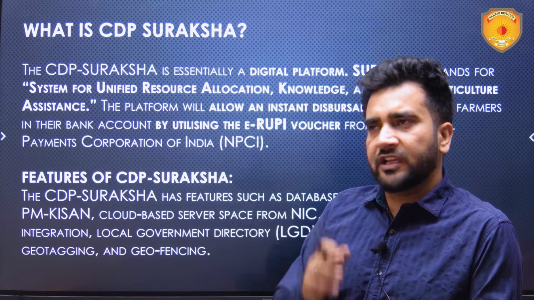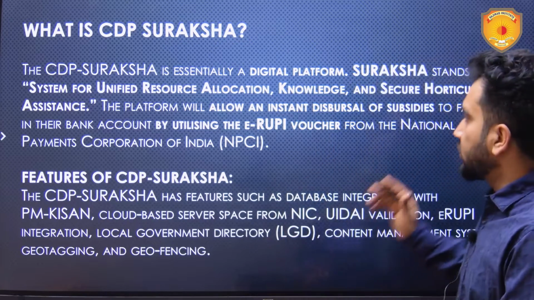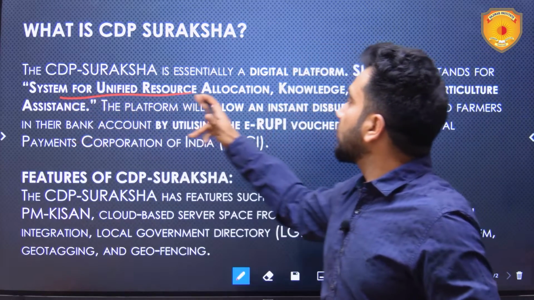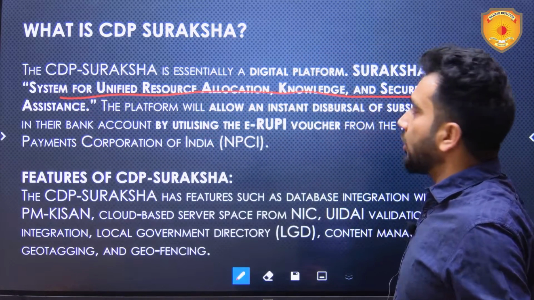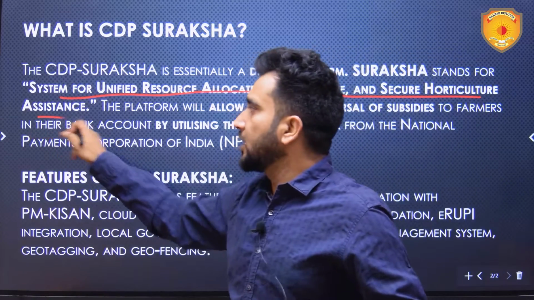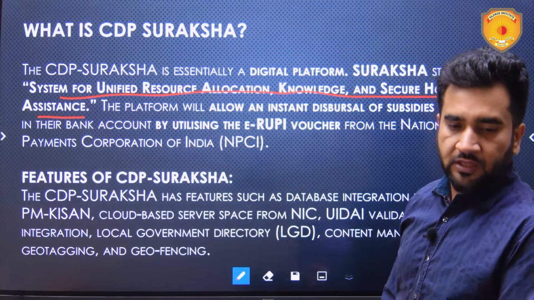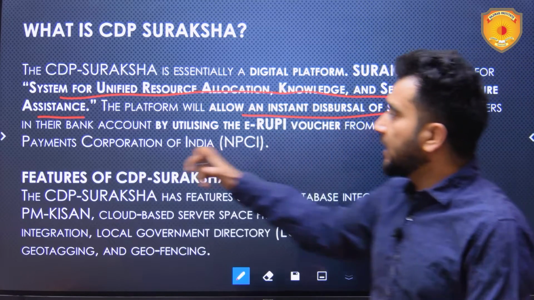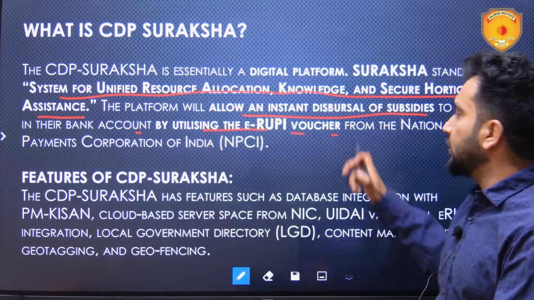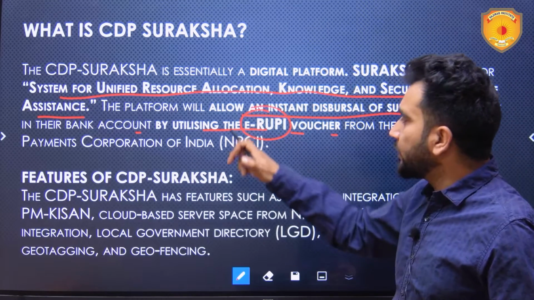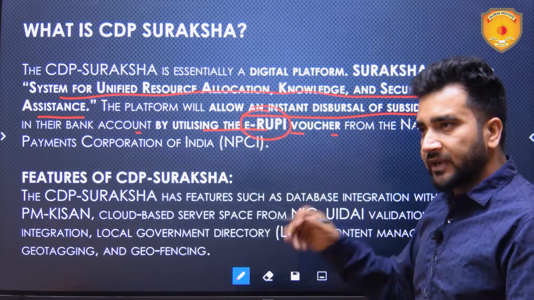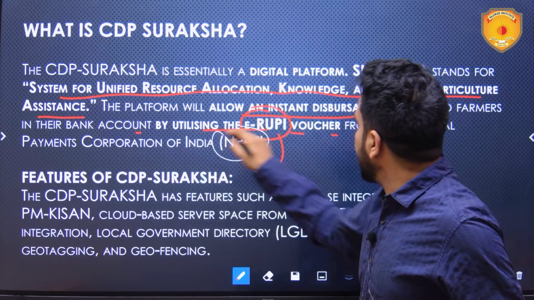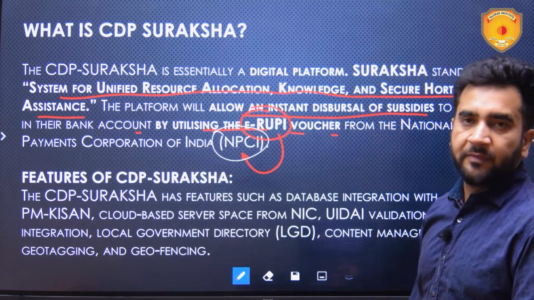It is essentially a digital platform. Suraksha also has a full form: System for Unified Resource Allocation, Knowledge and Secure Horticulture Assistance. This is the full form of Suraksha. The platform will allow an instant dispersal of subsidies to farmers in their bank account by utilizing an e-rupee voucher. So what is this e-rupee voucher? How will it function? We will see, but as of now, we should understand that e-rupee is basically issued by the National Payments Corporation of India.